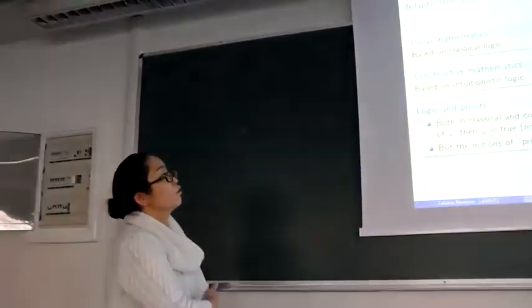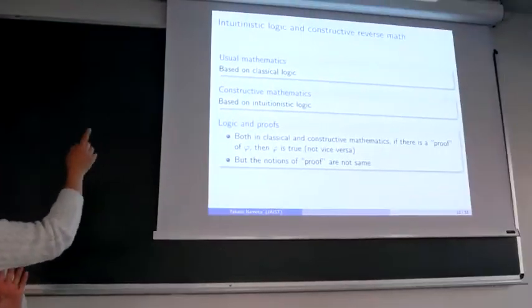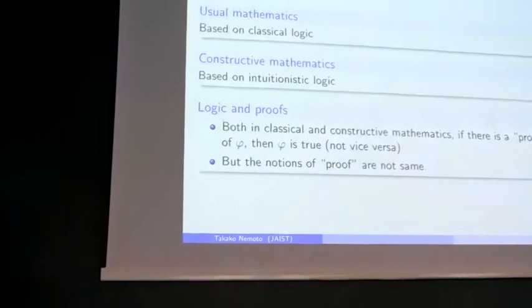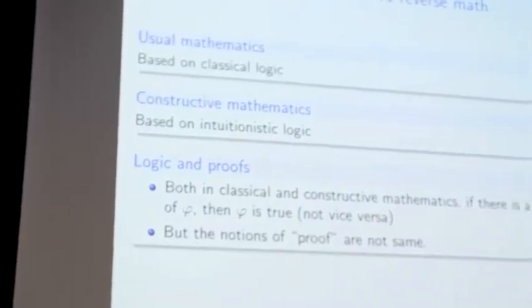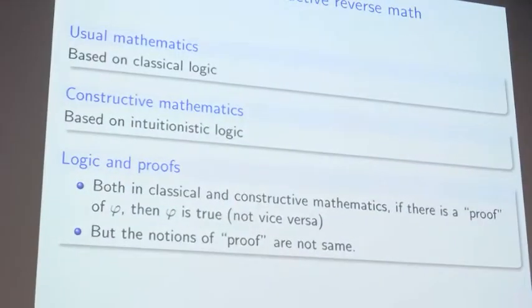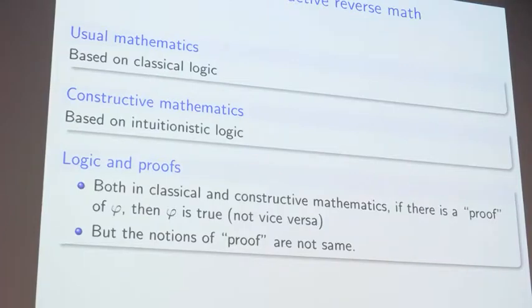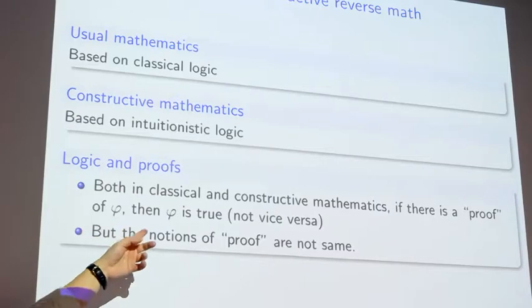So, usual mathematics is based on classical logic, and as you know, constructive mathematics is based on intuitionistic logic, and the notions of proof are different. In both classical and constructive mathematics, if there is a proof of P, then P is true, not vice versa.